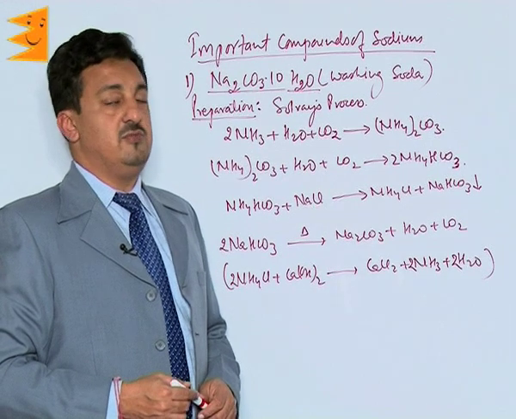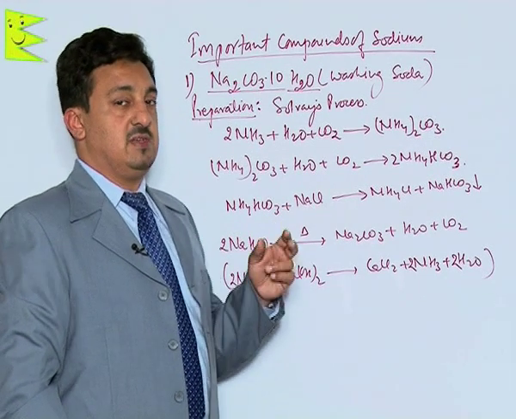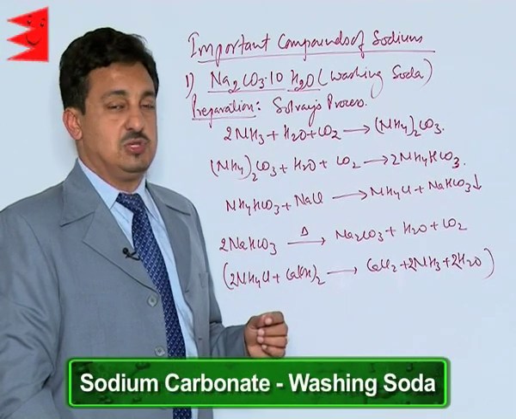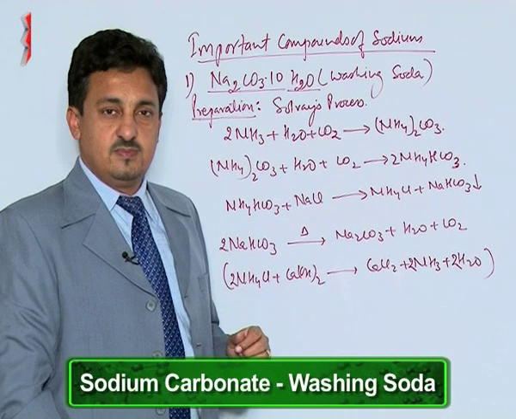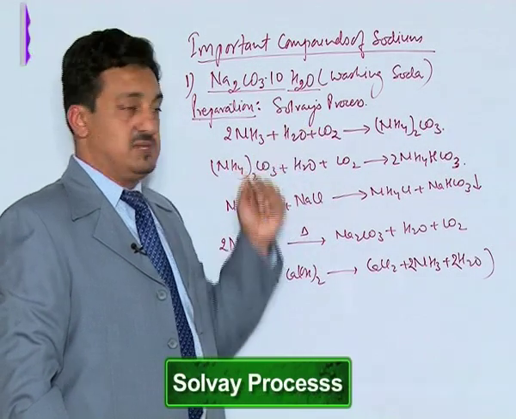Now let us do the compounds of sodium. The first compound to be done is called sodium carbonate. It's Na2CO3·10H2O, also called washing soda. It is prepared by an industrial process, which is called the Solvay process.